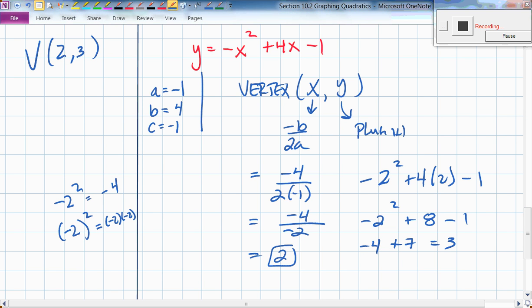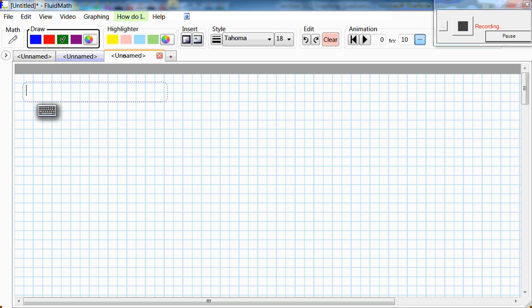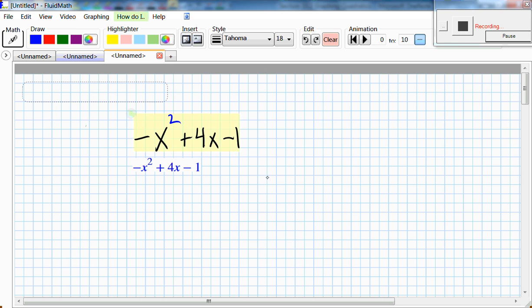And let's graph that just to be sure. Someone tell me the equation again. What was it? Negative x squared plus 4x minus 1. Oh, and then it was y equals, right? All right, sweet. So is this going to open up or is it going to open down?